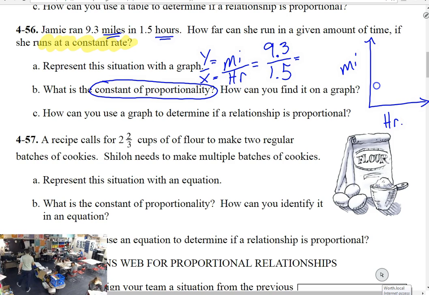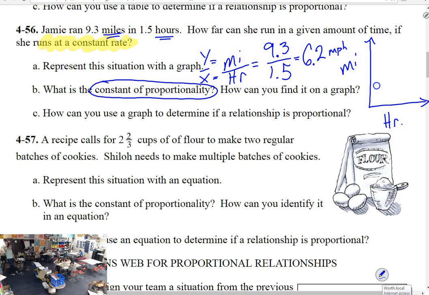So hopefully everybody's got a calculator in front of them. If not, look up somebody else's. If we do 9.3 divided by 1.5, what do we get? 6.2, right? That 6.2 has a label on it. A lot of us are struggling with labels, like when I'm grading progressing to masteries. That is miles per hour, because the division we did was miles over hours. So this is miles per hour.